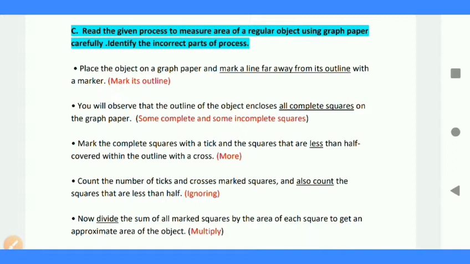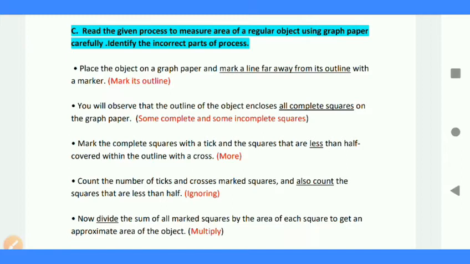Then the next point: you will observe that the outline of the object encloses all complete squares on the graph paper. So all complete squares is the wrong statement. In the place of this statement, please write down some complete and some incomplete squares. So the final statement will be: you will observe that the outline of the object encloses some complete and some incomplete squares on the graph paper.